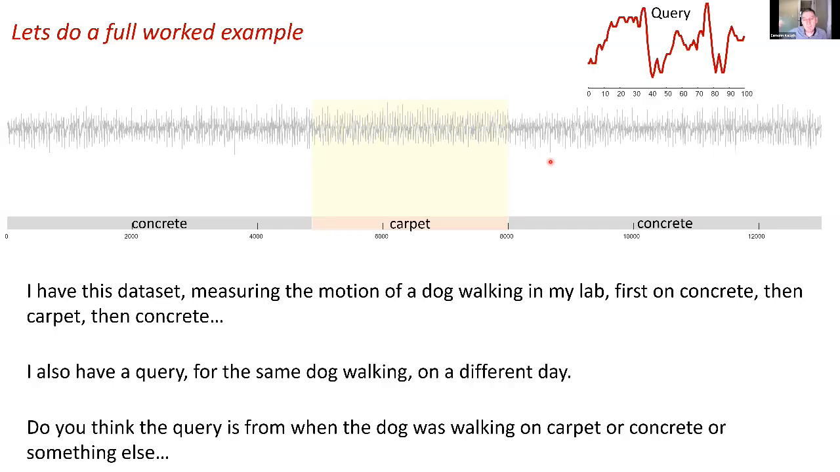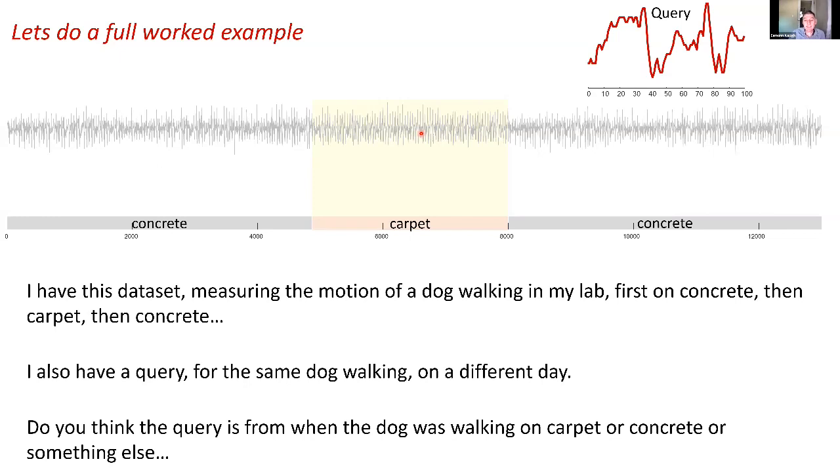So I have, from out-of-band information, a query. Here I'm plotting it at a slightly larger scale so you can see it. And I know this query comes from my same dog. The question is, do you think the query comes from walking on concrete, or does it come from walking on carpet, or maybe something else completely, like walking on grass?